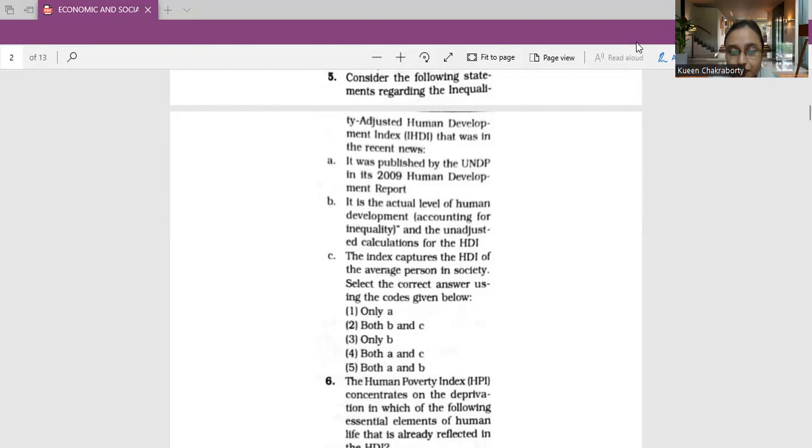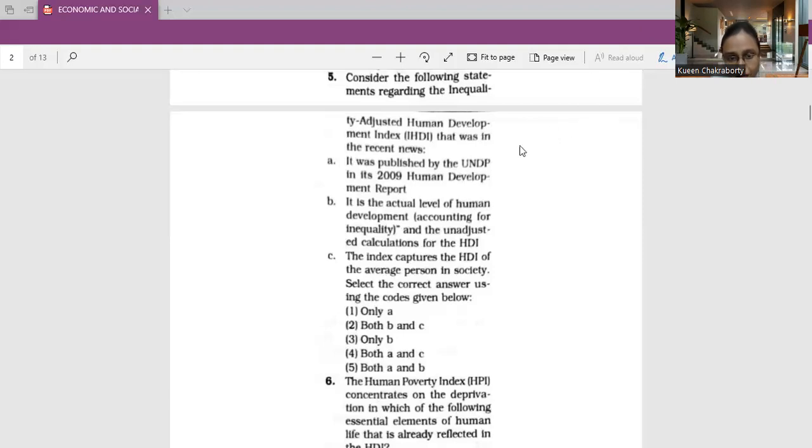So considering option B, it is the actual level of human development accounting for inequality and the unadjusted calculations for the HDI. Yes, this is correct. The index captures the HDI of the average person in the society. So this is also correct. So basically UNDP did publish it, but in the year 2011 and subsequently in 2013. Under perfect equality, the HDI, that is the Human Development Index, and IHDI, which is the Inequality Adjusted Human Development Index, are equal. Actually, the greater the difference between the two, the greater will be the inequality. So that's the concept behind it.